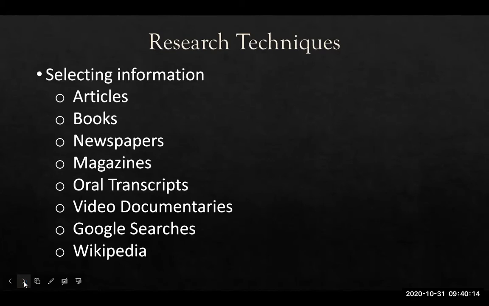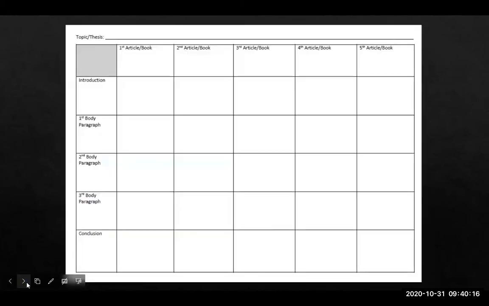All right. So now I've come up with the topic. I've looked for resources. I got my sources. I got some books. I got some articles. Now, how do I pull all this together?